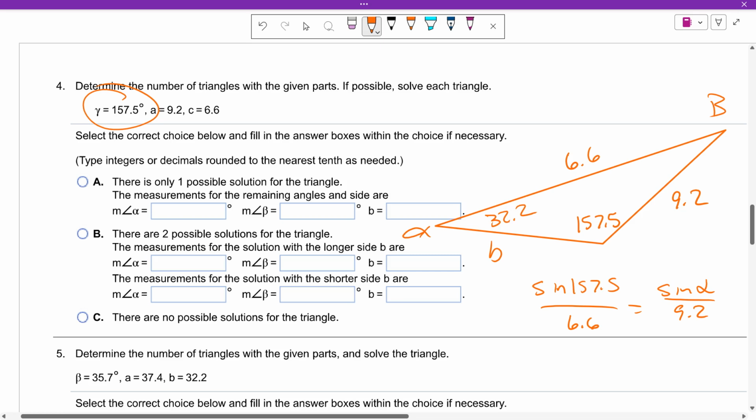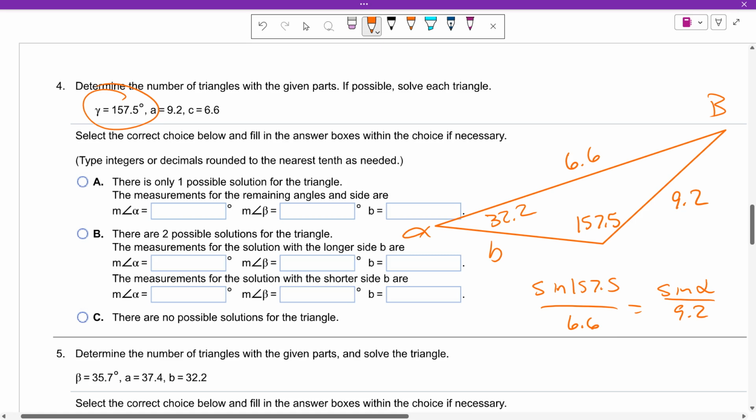So what's left for angle B? 180 minus 32.2 minus 157.5. What do you get? A negative number. Can you have a negative angle? No. If you look at these two add up to more than 180. Will that work? No. Remember from geometry, the biggest angle is opposite the longest side.